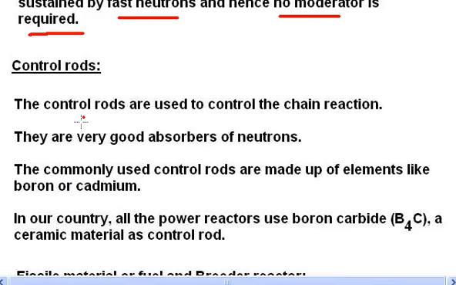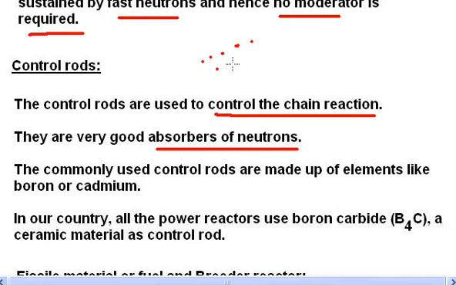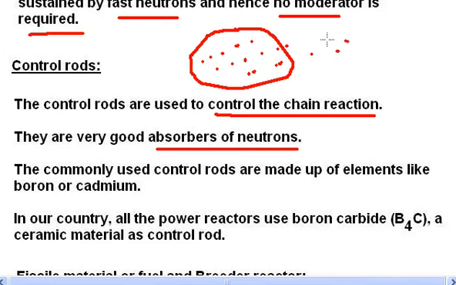What is this control rod? These control rods are used to control the chain reaction. They are very good absorbers of the neutron. So by now you should understand the difference between the moderator and the control rod. See, many neutrons are produced, fast neutrons are produced, but we don't want all the neutrons. So control rod absorbs all these neutrons and leaves only a few neutrons available for the further nuclear fission reaction. So in this way it controls the chain reaction.